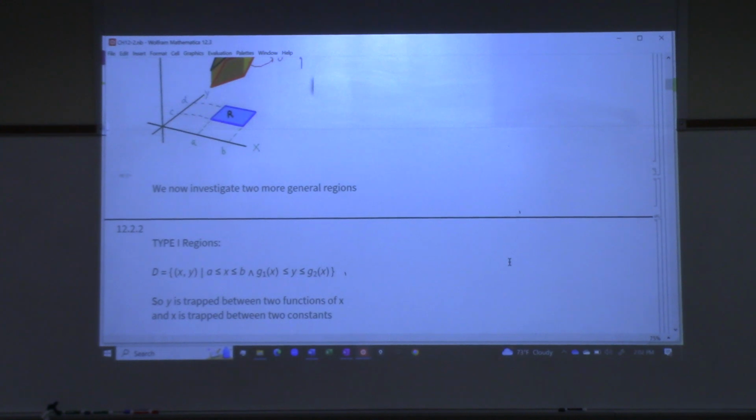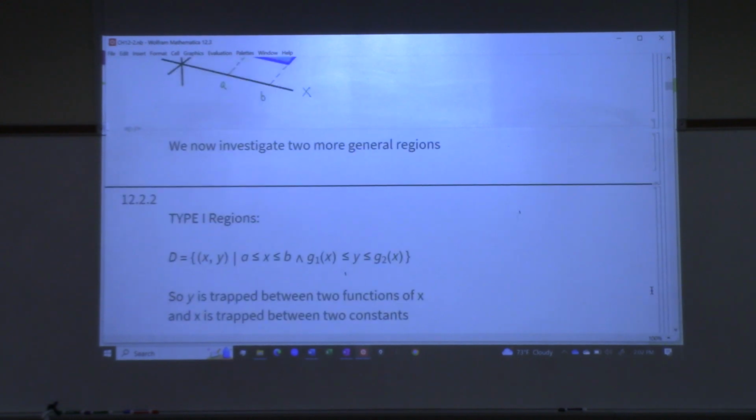Well, it could be a lot of things, couldn't it? I mean, if it's not a rectangle, it could be a ton of other different shapes. So we're going to start by looking at two specific types. These are not the only types, but we got to start somewhere. Our first type region is a region that looks like this. Now, I don't want to show you the picture yet. I want you to just look at this, and then we're going to talk. We're going to hopefully see if we can extrapolate what it's saying.